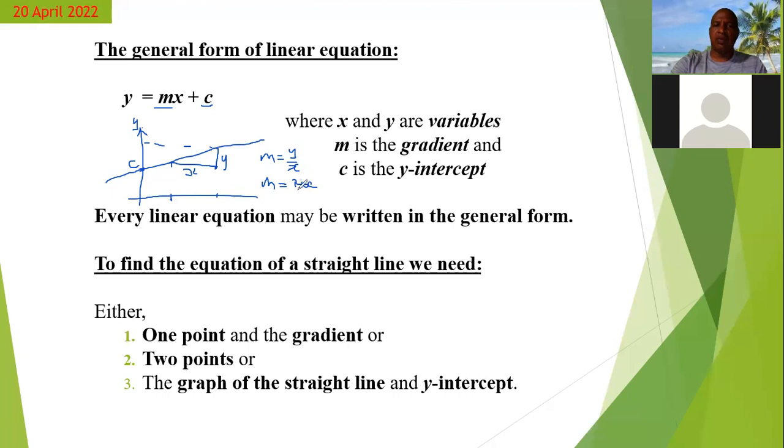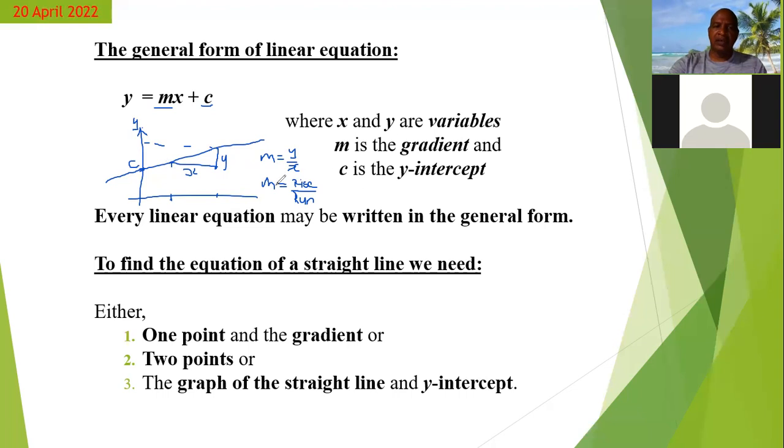So if you can remember rise over run, knowing that the rise will be a Y value and the run will be the X value. In other words, constructing a right angle triangle to this line, the rise will be the leg of the triangle and the run will be the base of the triangle. So the rise is the Y value, the run is the X value.